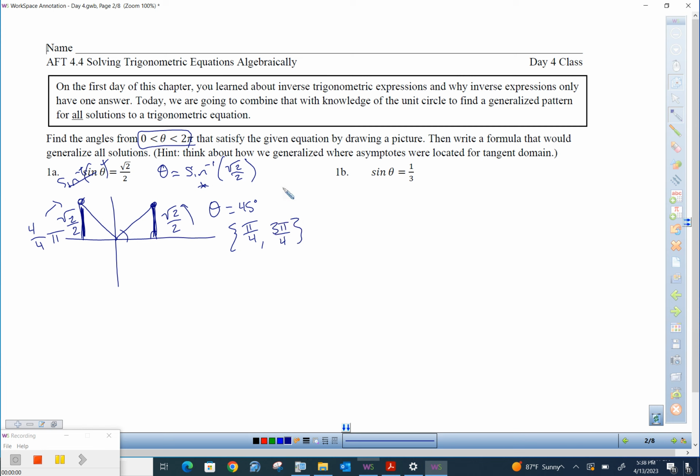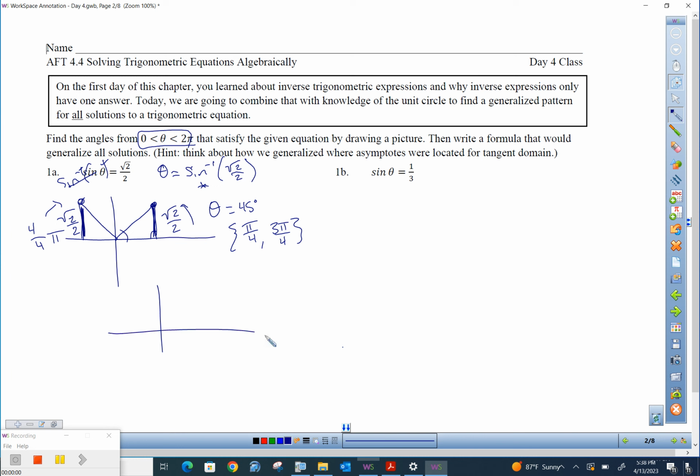But another thing I had you think about is how we could write all of the solutions, because there's infinitely many, using just these 2, and kind of remembering what we did with tangent's domain. So when we talked tangent, we had asymptotes show up the same distance away. So we found one of them, and we said they happened every period after that. We're going to use a similar formatting for these.